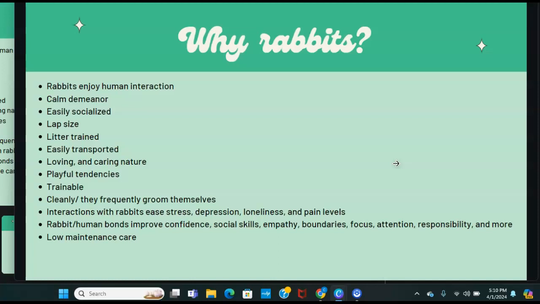They are litter trained. They are loving and caring. They have playful tendencies. They are trainable, which is very important, especially for instrumental practices. They are cleanly, and they frequently groom themselves. Interactions with rabbits ease stress, depression, loneliness, and pain levels. Rabbit and human bonds improve confidence, social skills, empathy, boundaries, focus, attention, responsibility, and so much more. And they are low maintenance care.